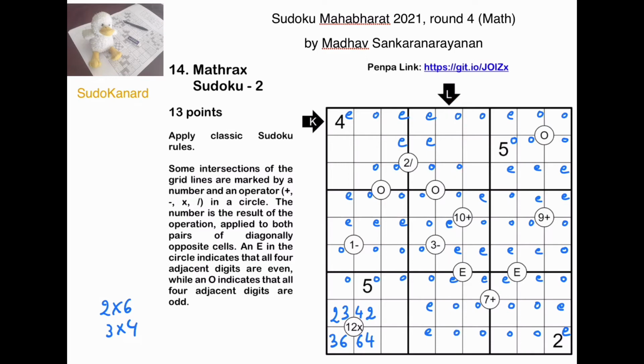Here, this one is even. Here we get one of each. Oh, but those ones are even. And this one has to be even. So those are odd. This one is even. This one is odd. And there's still something to be found here.